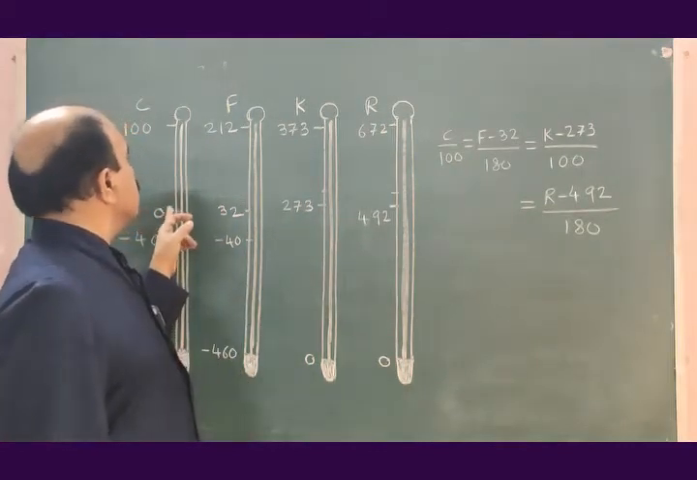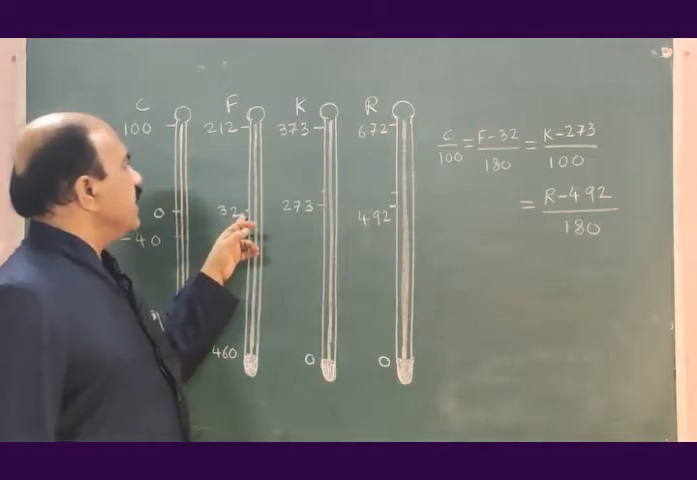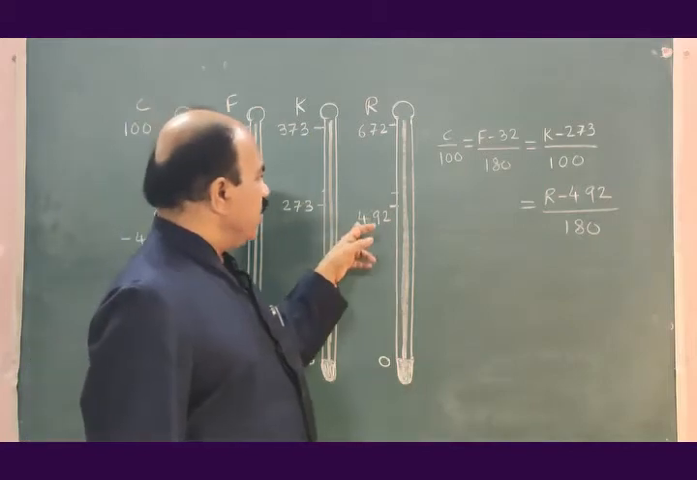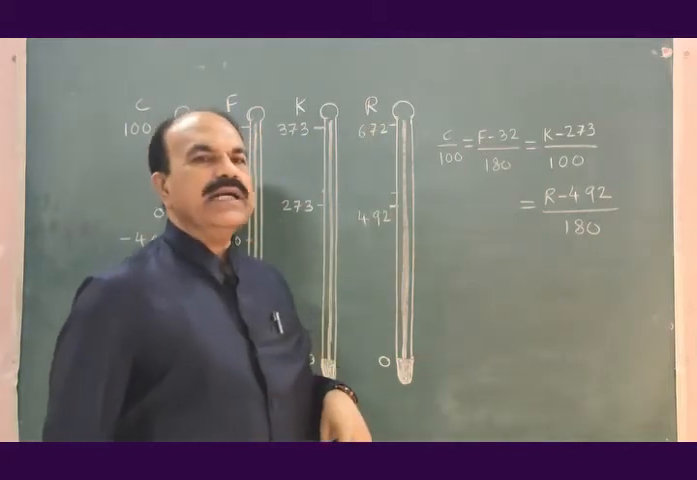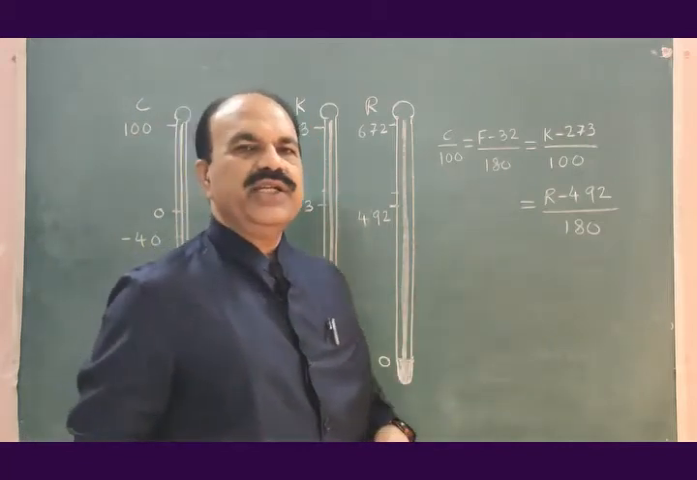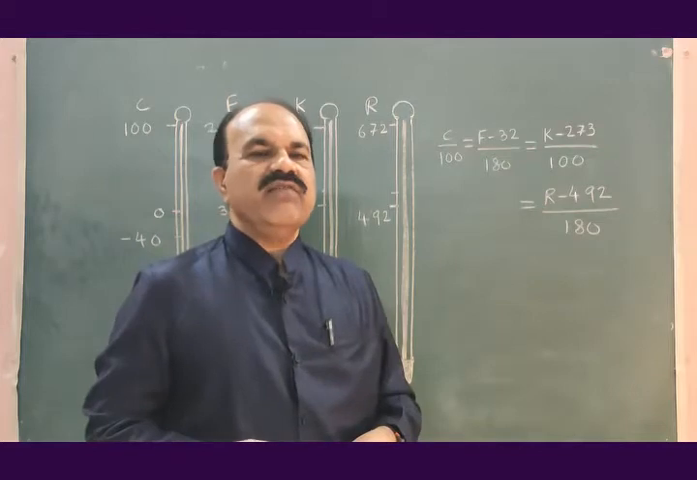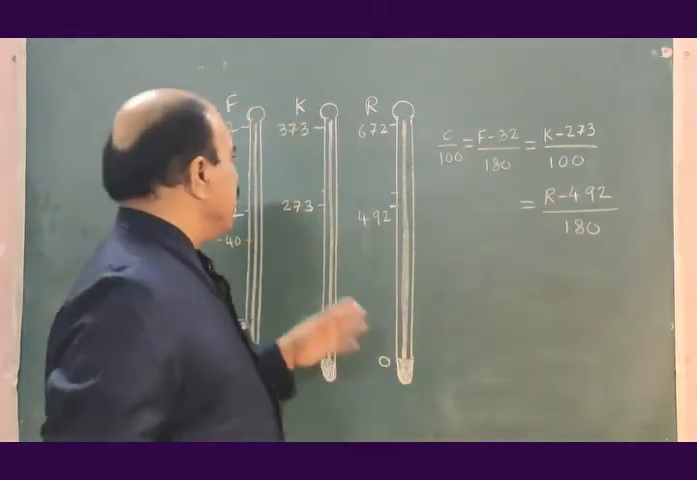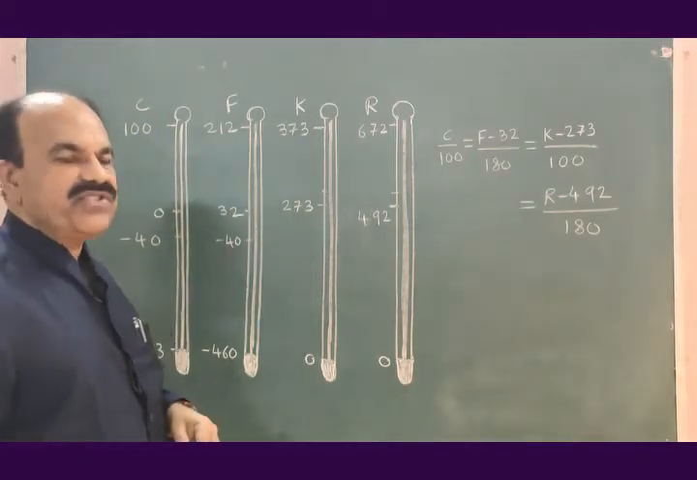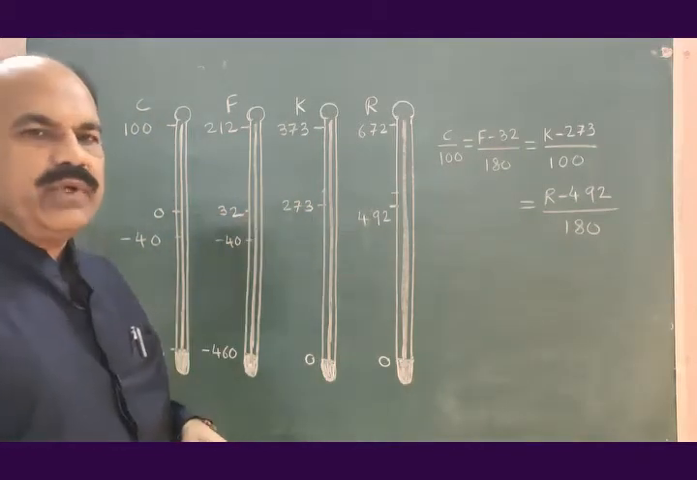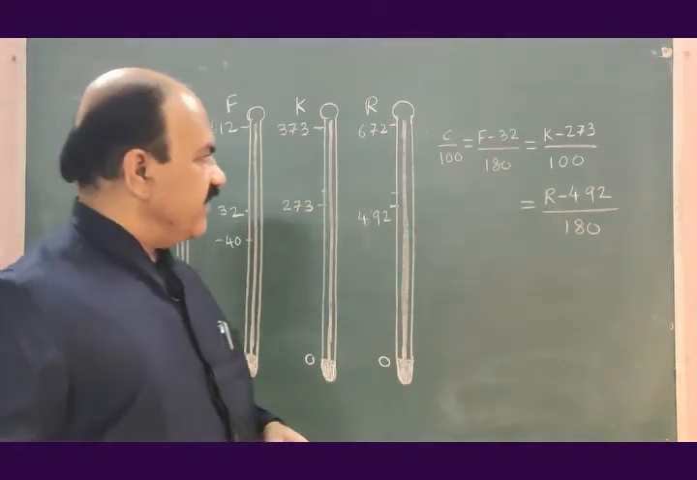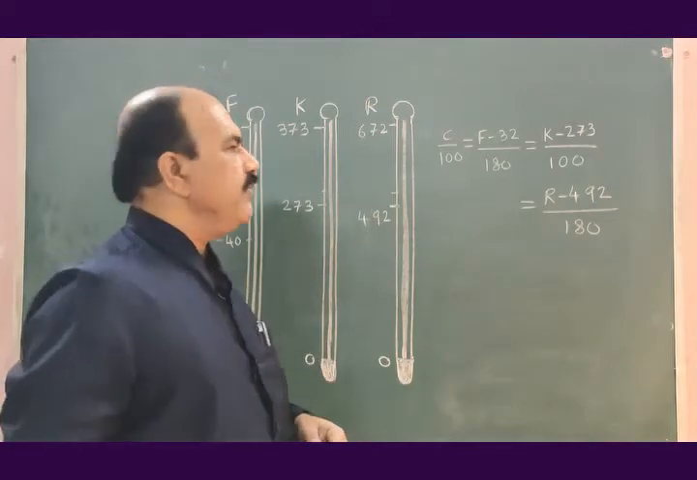0 on Celsius, 32 on Fahrenheit, 273 on Kelvin, 492 on Rankine. And using this relation, you can convert temperature from any one scale to any of the remaining scales. This much is the only correction. And after that, let us go to the next article.